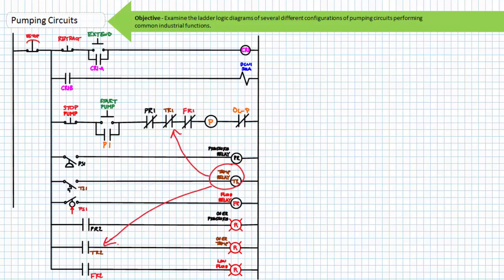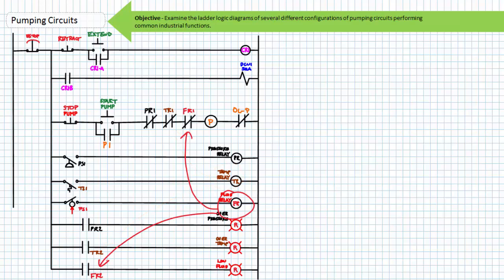If TS1 detected high fluid temperature, it would energize the temperature relay coil, TR. The associated TR1 contact would open and de-energize the P contactor coil. The associated TR2 contact would close and turn on the overtemperature pilot light.